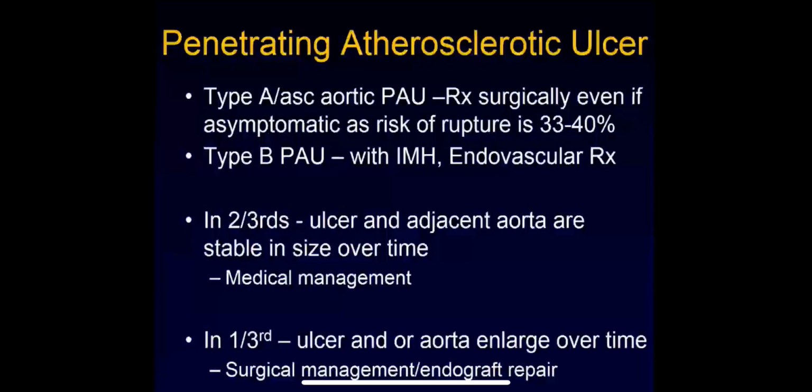So the type A or ascending aortic penetrating atherosclerotic ulcer is treated surgically, even if asymptomatic, as the risk of rupture is 33 to 40%. With a type B, these are usually managed medically, but when they are associated with an intramural hematoma, they're treated with endovascular treatment. So in 2/3, the ulcer and adjacent aorta are stable in size over time and they're medically managed. And in 1/3, the ulcer or aorta enlarge over time and may require surgical or endograft treatment.